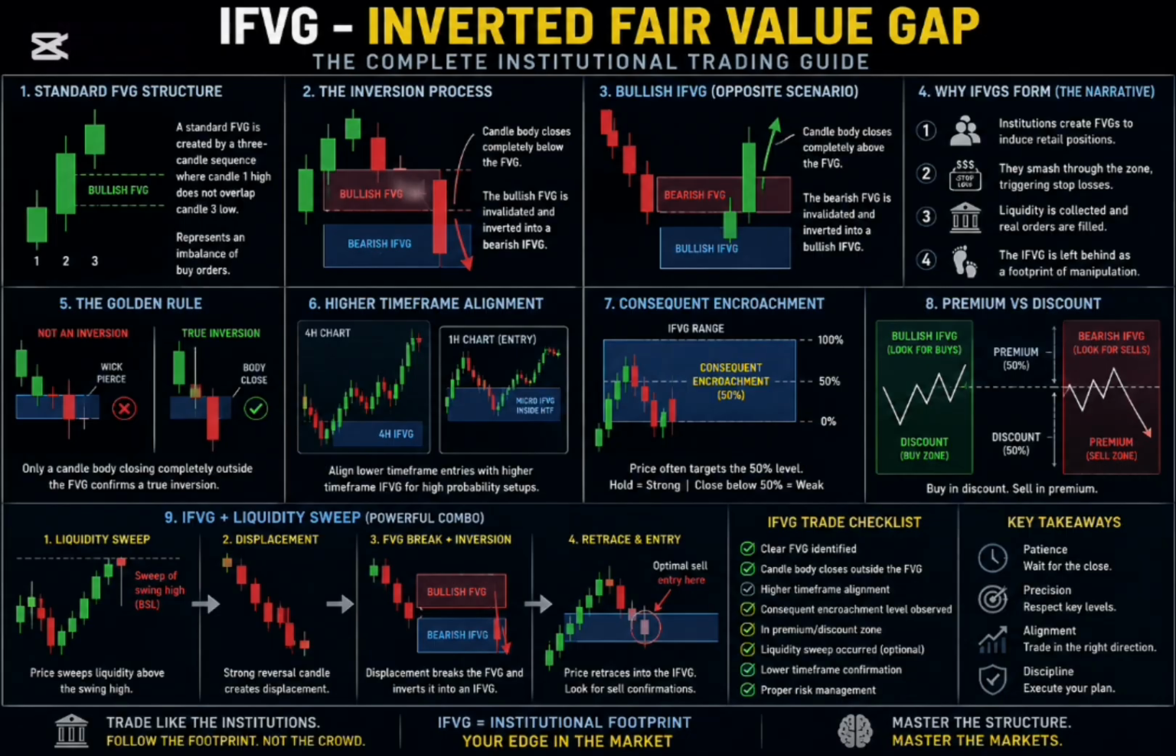Smart money always wants to buy when prices are cheap and sell when prices are expensive. Therefore, you should never buy a bullish inverse fair value gap if it is sitting in a premium market zone. Similarly, you should never sell a bearish inverse fair value gap if it is sitting in a discount market zone.